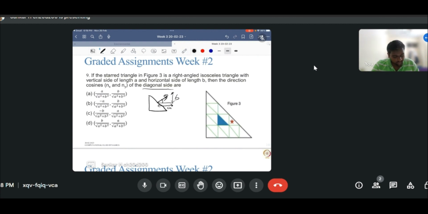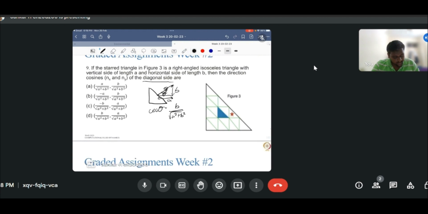Therefore, cos theta will be B by root of A square plus B square, since this forms a right triangle. So cos theta will be B by the root of A square plus B square. Sin theta will be A by square root of A square plus B square. So therefore option D is the correct answer.